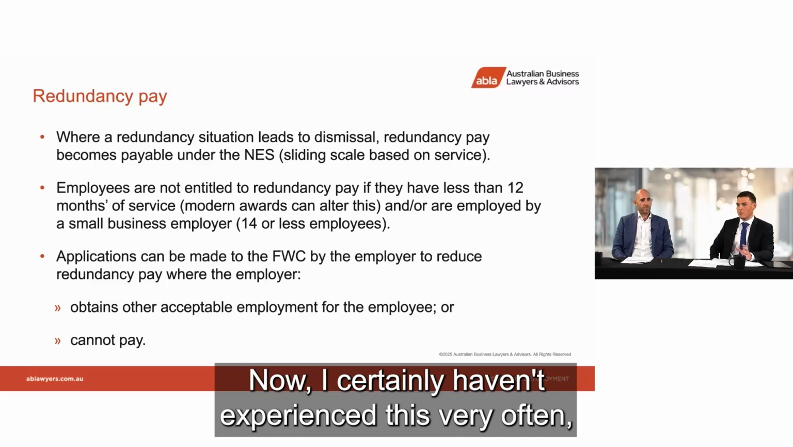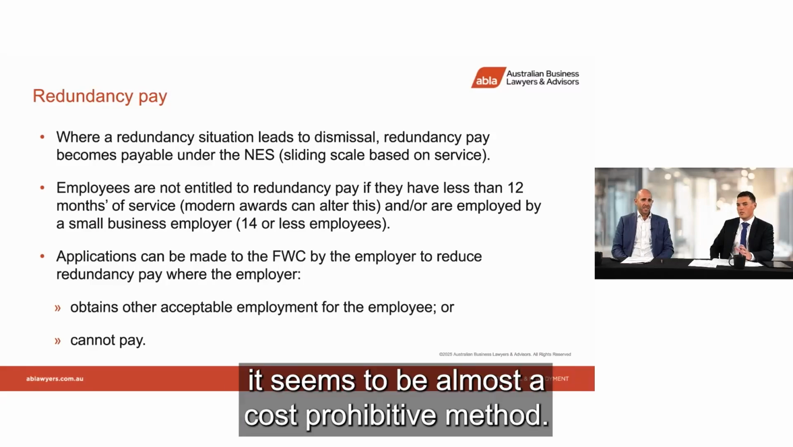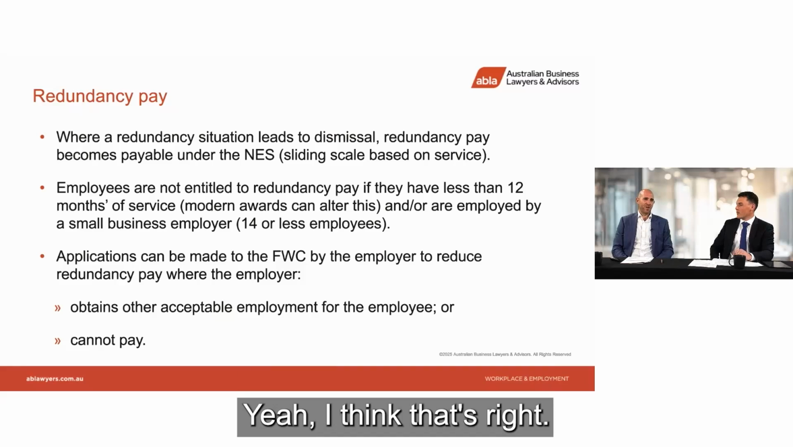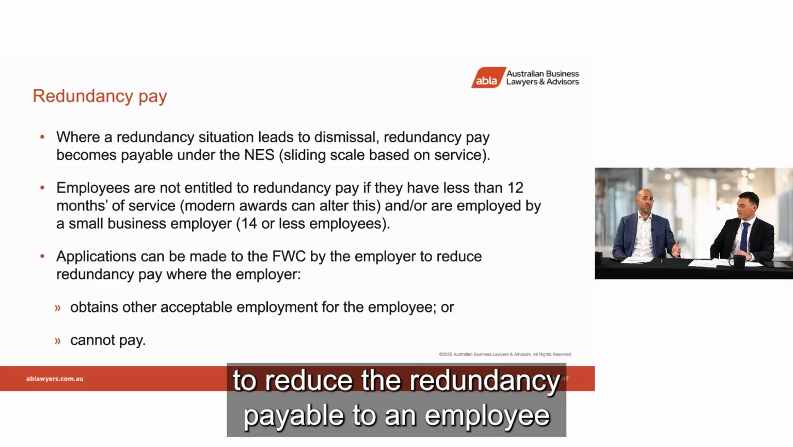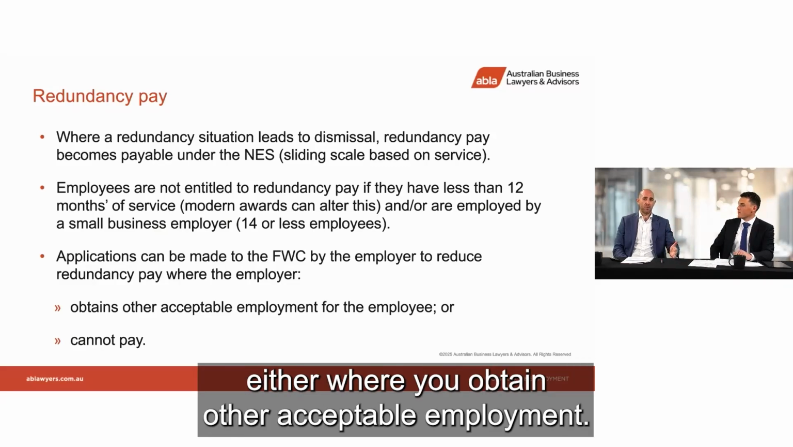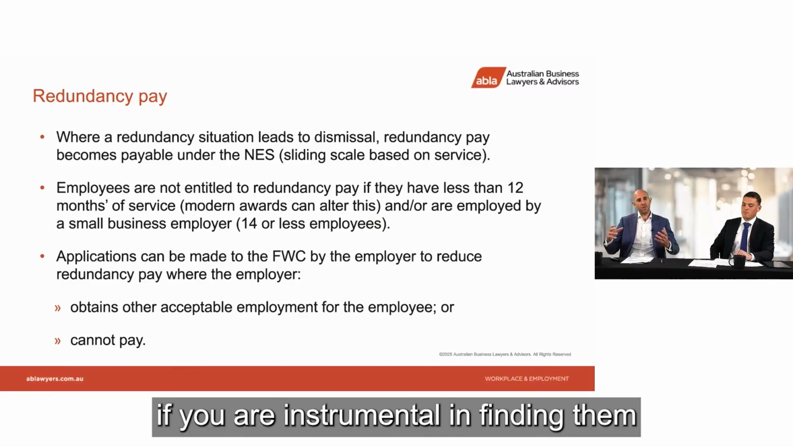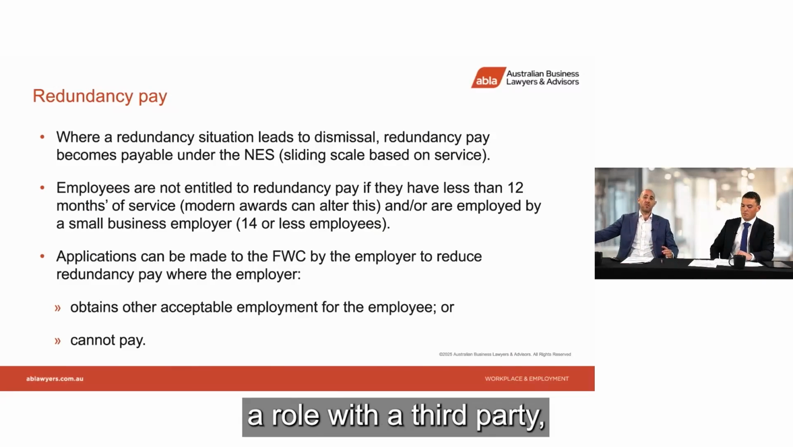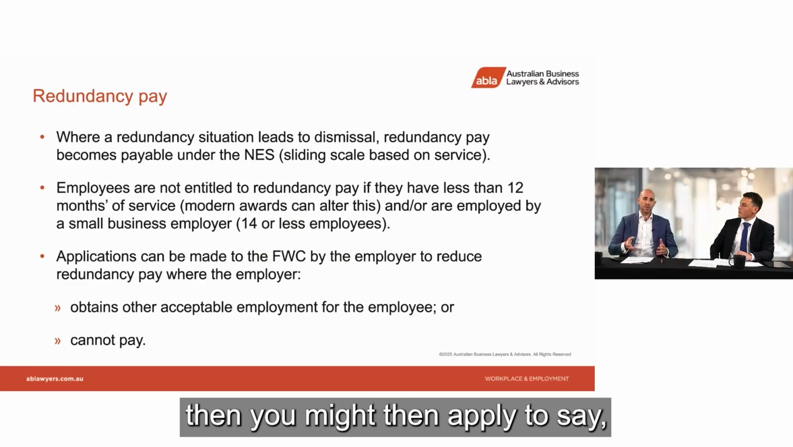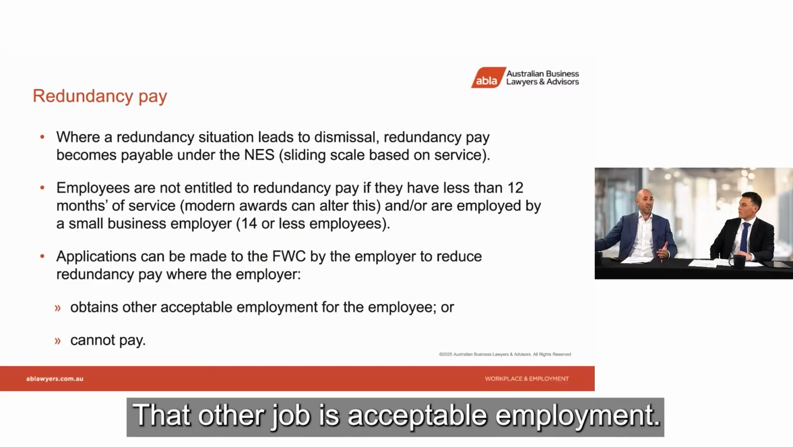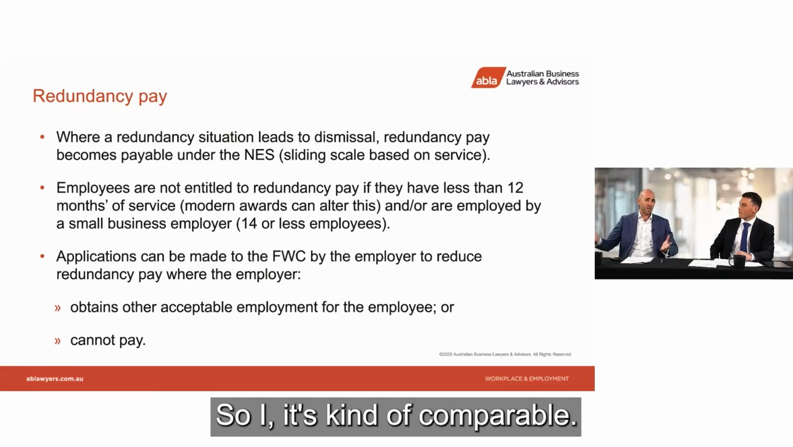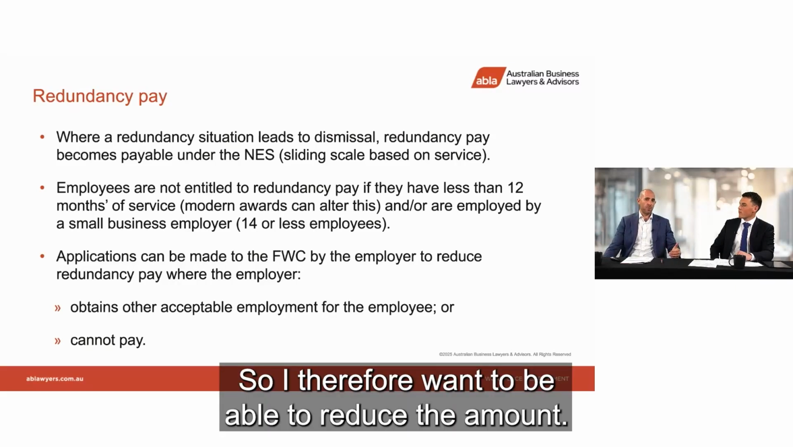Now, I certainly haven't experienced this very often, and I'm not sure about you. It seems to be almost a cost-prohibitive method. Yeah, I think that's right. There is scope to make an application to the Fair Work Commission to reduce the redundancy payable to an employee, either where you obtain other acceptable employment. So if you're instrumental in finding them a role with a third party, then you might apply to say, well, hang on, I helped them get another job. That other job is acceptable employment, so it's kind of comparable. So I therefore want to be able to reduce the amount.